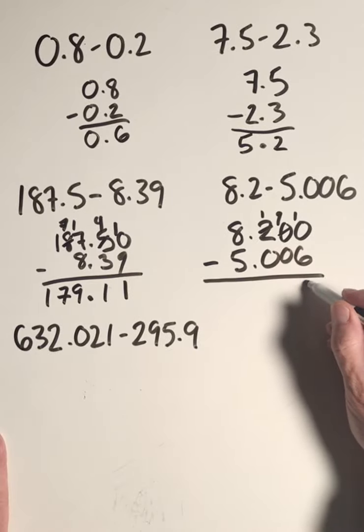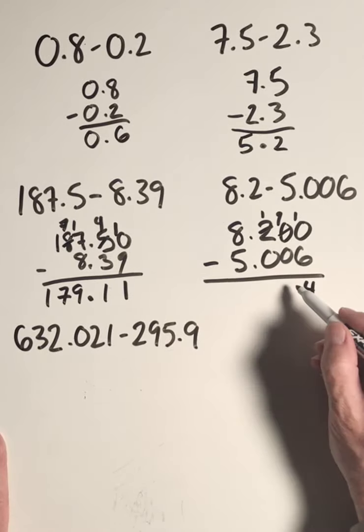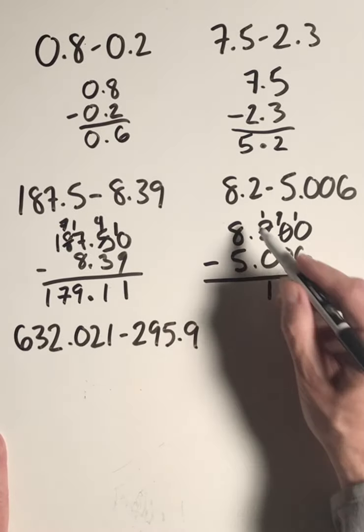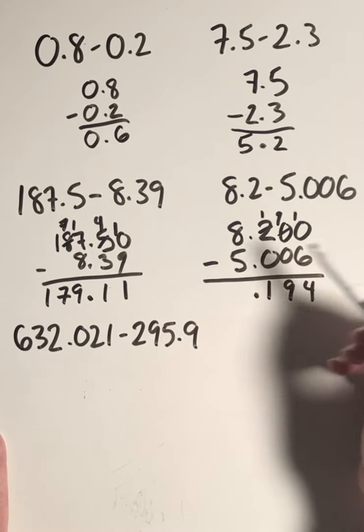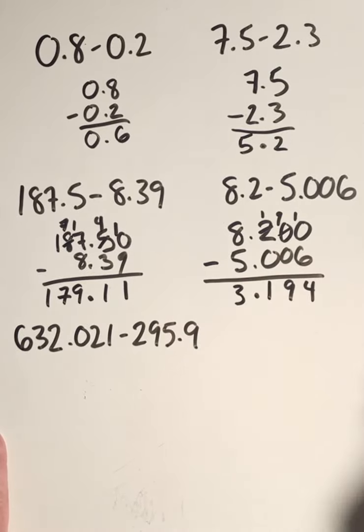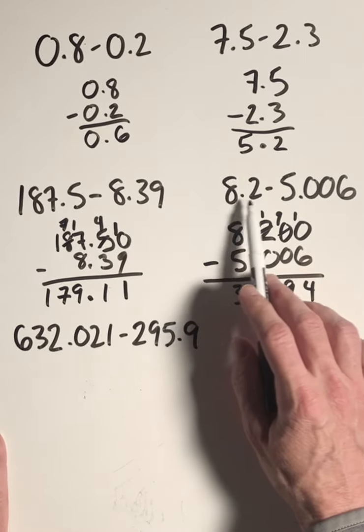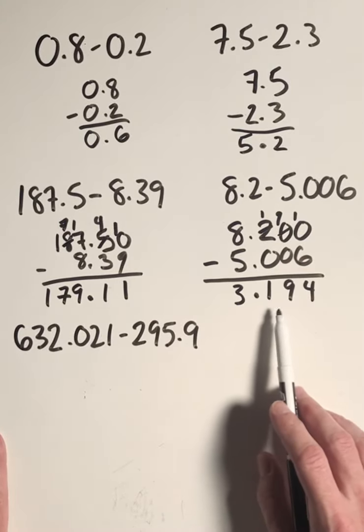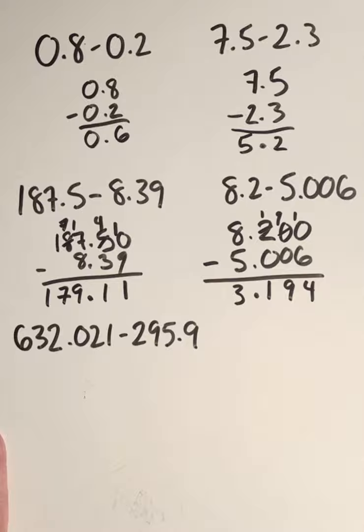10 minus 6 is 4. 9 minus 0 is 9. 1 minus 2 is 1. I forgot to bring my decimal point down. And 8 minus 5 is 3. So 8 and 2/10 minus 5 and 6 1,000ths is 3 and 194 thousandths.